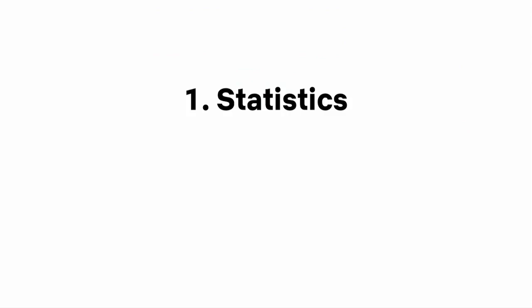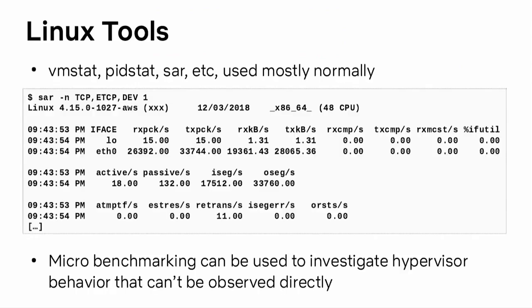The first one to mention is statistics. And vmstat, pidstat, sar, and so on, these work mostly normally when we run them in the EC2 cloud from the host. And if we can't see something because it's in the hypervisor or as part of the network, we can do some micro-benchmarking to get information.